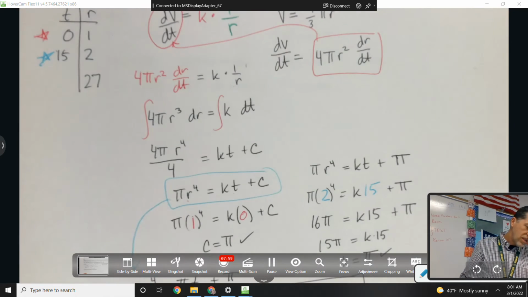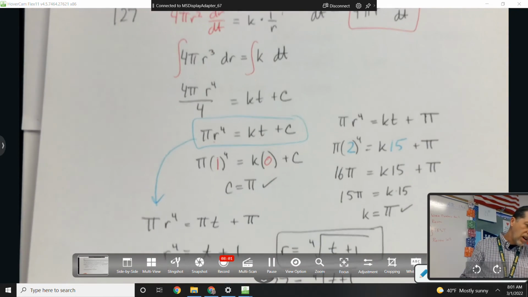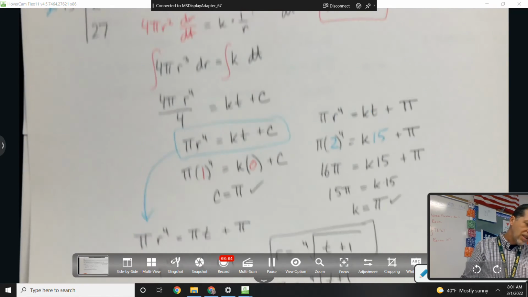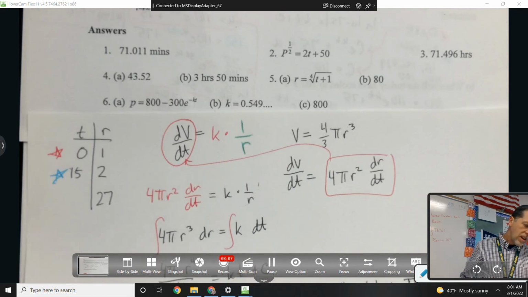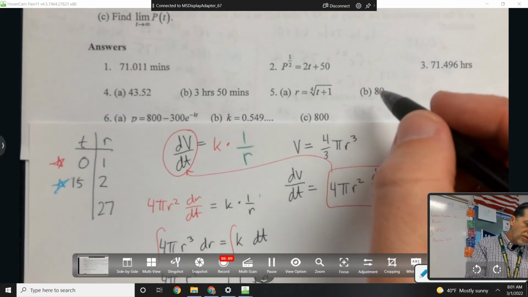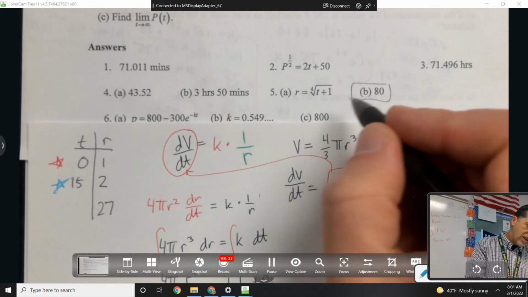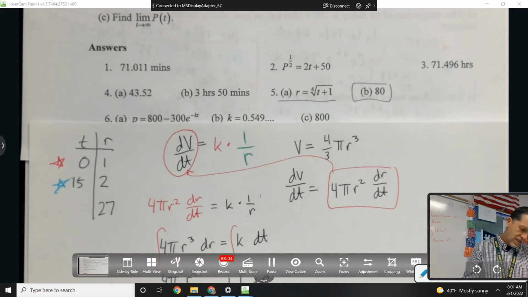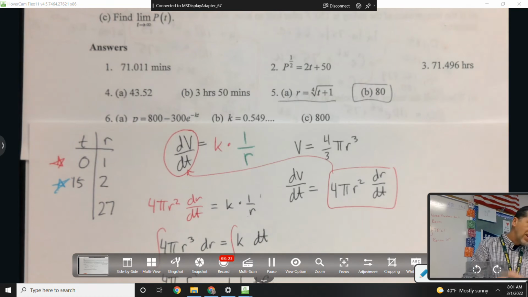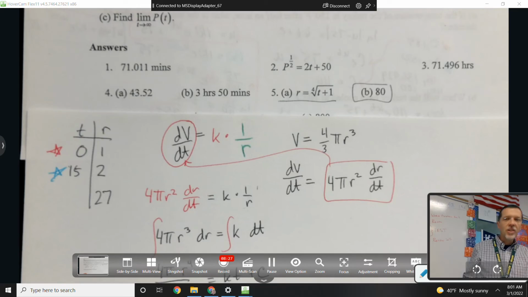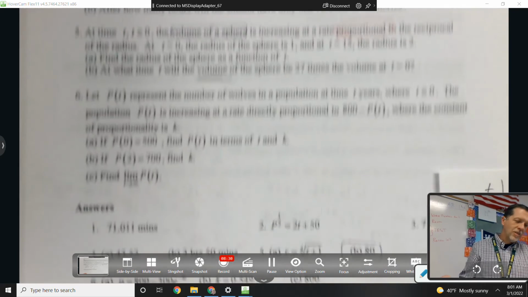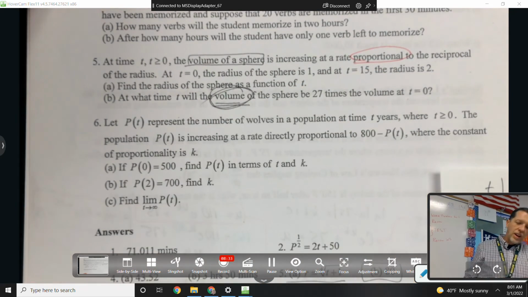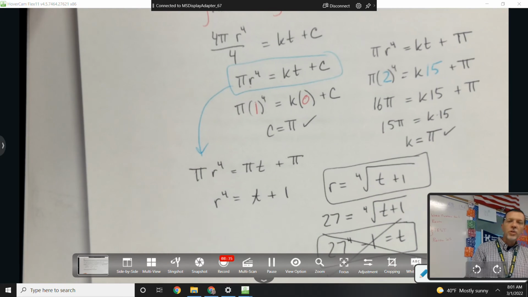The test. I don't think there's one that bad on the test. And I don't think this 5b, I don't think that's right. Right? I got this right. What time t will the volume, well, the volume of the sphere, not the radius of the sphere. Tricky. Be 27 times that at t equals 0. Alright, let's stop there, because that's terrifying. Volume, not radius. So I'd have to go do some more algebra, basically.